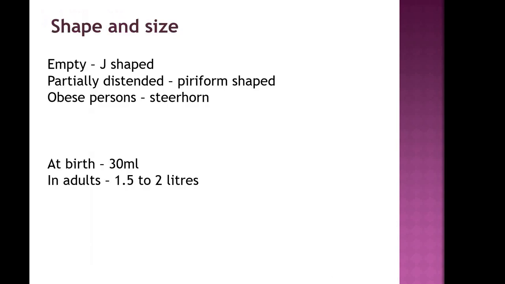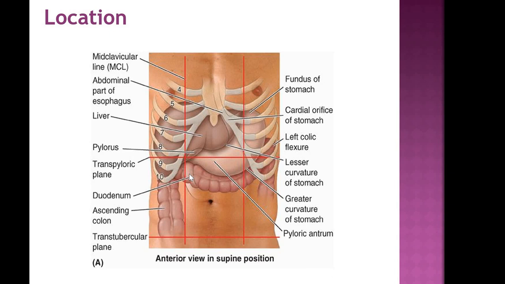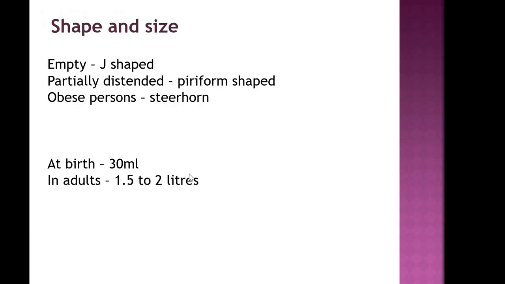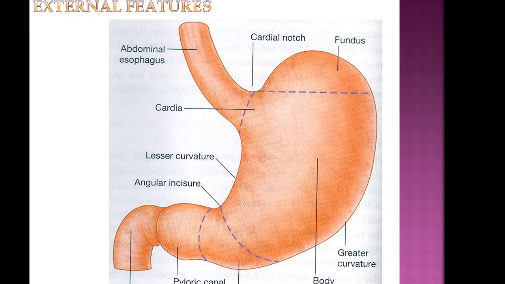The shape of the stomach, when it is empty, is J-shaped. When it is partially filled, it is pyriform shaped, and in an obese person it is steer-horn shaped. The capacity of the stomach at birth is about 30 ml and it increases to about 1.5 to 2 liters in adults. The length of the stomach is 25 centimeters.